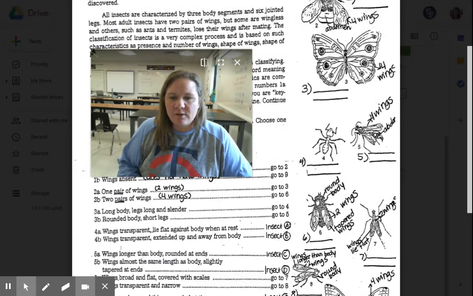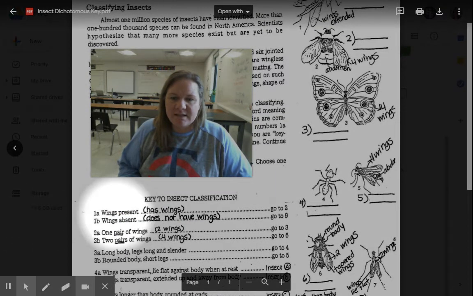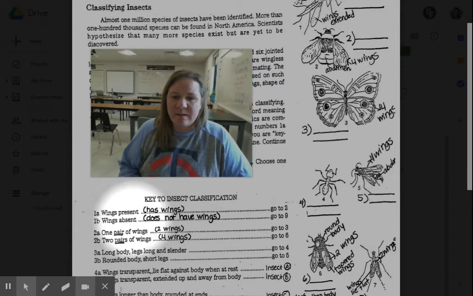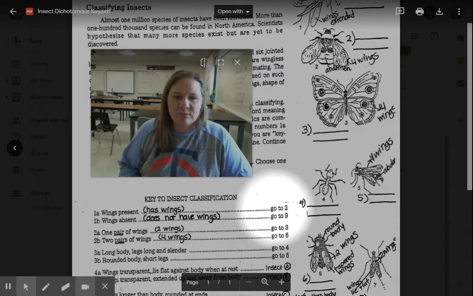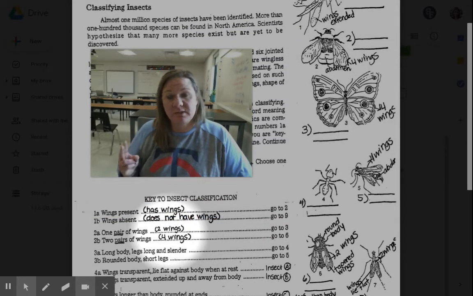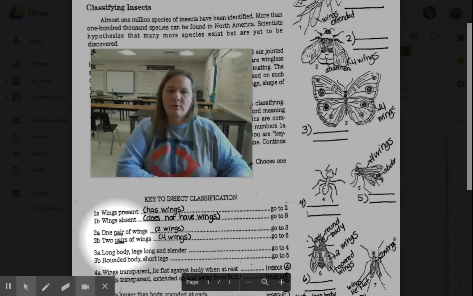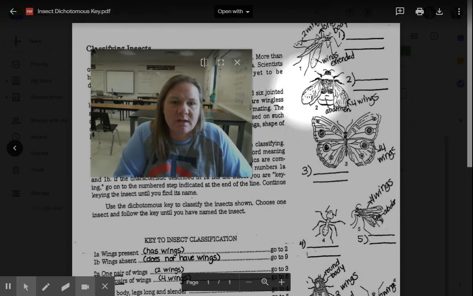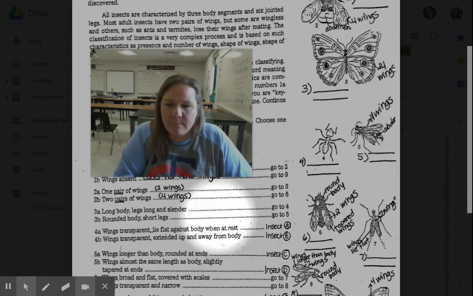So number one choice here, let's see if I can get my little highlighter mouse on here. Number one, wings present, which means it has wings, or wings absent, it does not have wings. This has wings, and so we go to number 2. Number 2 is 1 pair of wings, which would be 2 wings total, or 2 pairs of wings. Some insects have 2 sets of wings for 4 wings total. If we go up to this one, we can see here it only has 2 wings. It has 1 pair. So we follow the 1 pair, which means we go to number 3.